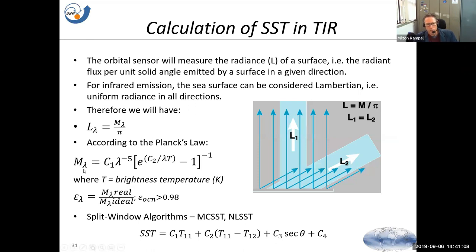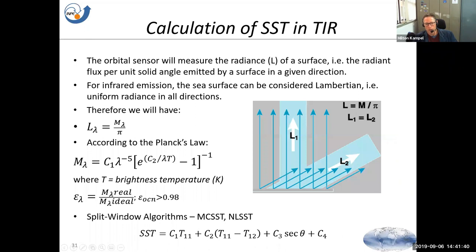So now that you can relate, and of course, if you invert Planck's law, you're gonna get the brightness temperature as a function of excitance, and you can get excitance from radiance. So to calculate the real sea surface temperature, not the brightness temperature, you're gonna rely on empirical algorithms, which you're gonna correlate what you want to get, which is the sea surface temperature, against the brightness temperatures in such infrared bands, such as 11 microns and 12 microns.